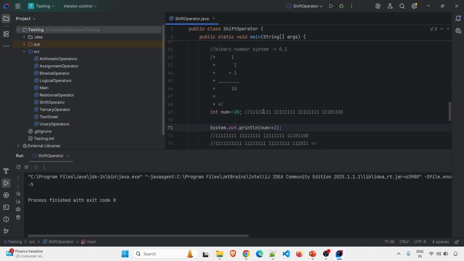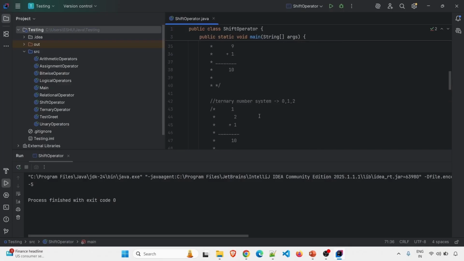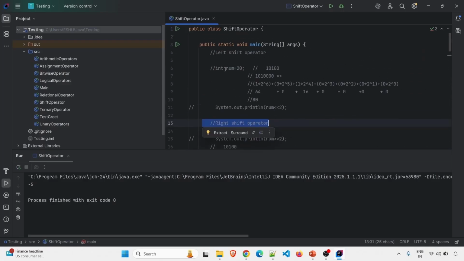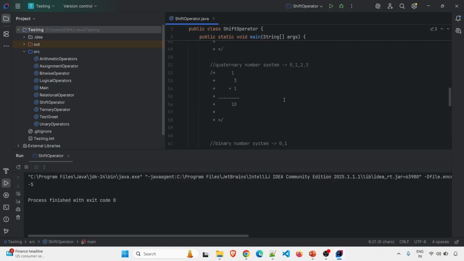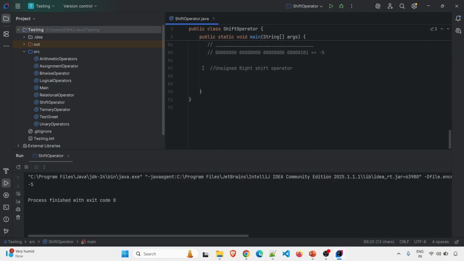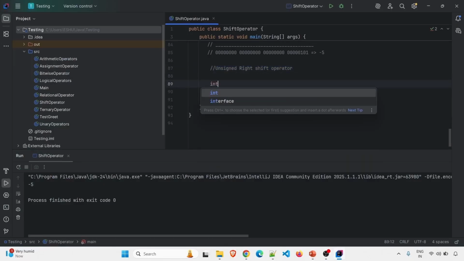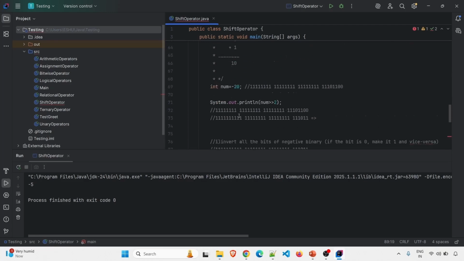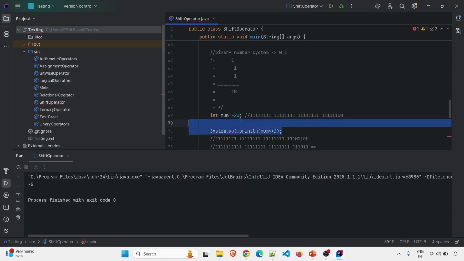Now we have finally seen both the scenarios. We have taken a positive number with the right shift operator and a negative number with the right shift operator. We will see the last operator, that is the unsigned right shift operator. In case of the unsigned right shift operator, suppose I am passing it number 5. First I will comment this code.